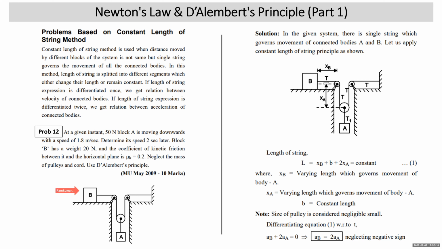We'll apply the constant length of string method on this string. This is the main string which is governing the movement of connected bodies. There's one more string in the system, connecting the movable pulley and block A. This string is a straight single piece which is not changing its length. We don't need to apply any constant length of string method to it. The constant length of string method is applied on a string which is governing the movement of connected bodies. So we apply it on this string.